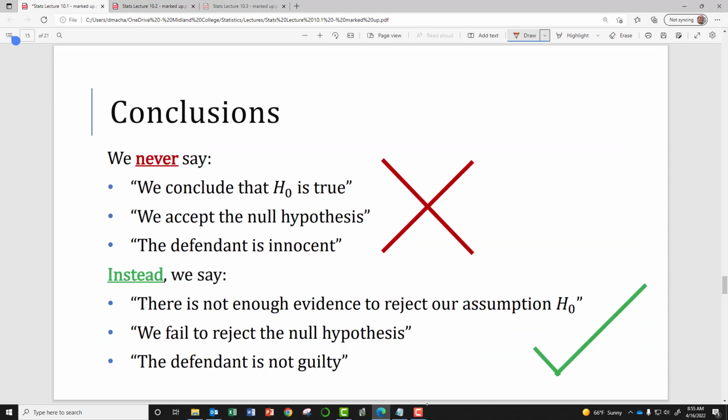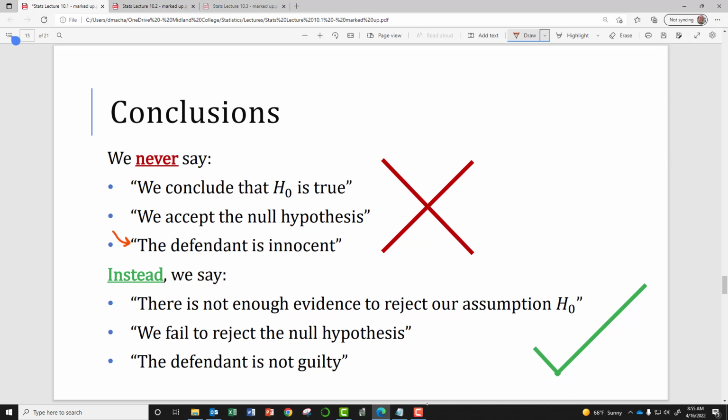Now, when it comes to the conclusion, when you're done with your hypothesis test and you want to state what your conclusion is, we never say that the null hypothesis is true. We never say that we accept the null hypothesis, and we never actually say the defendant is innocent. And this is actually a really interesting take, because what we say instead in the United States judicial system is we say that the defendant is not guilty, right? I'm sure you've heard this before too on court shows.